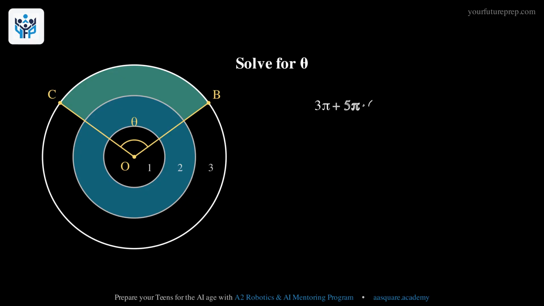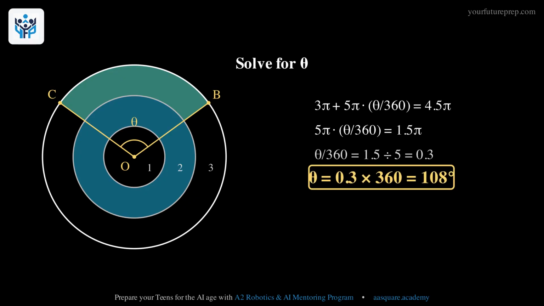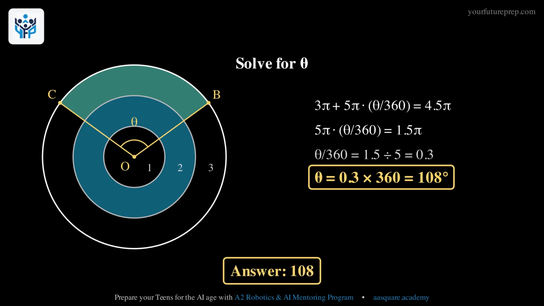Now set the total shaded area equal to 4.5 pi. 3 pi plus 5 pi times theta over 360 equals 4.5 pi. Subtract 3 pi. So 5 pi times theta over 360 equals 1.5 pi. Then theta over 360 is 0.3. And theta is 108 degrees. So angle BOC measures 108 degrees.